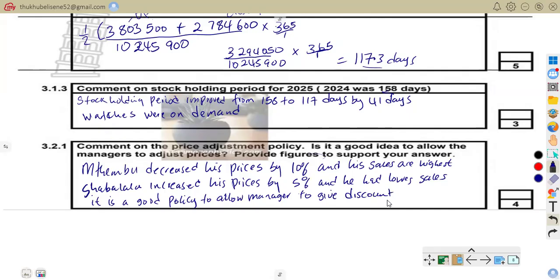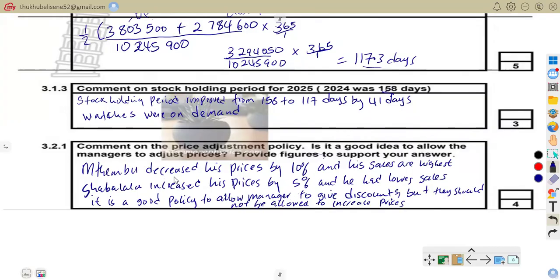To give discounts, but they should not be allowed to increase prices. They should not be allowed to increase prices. So this is the advice that we can give because we were asked to give advice.